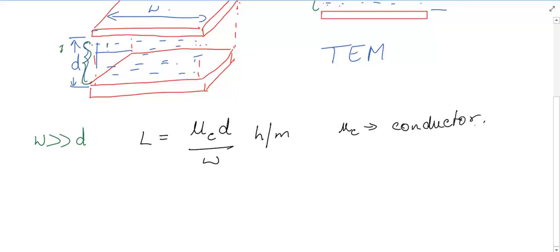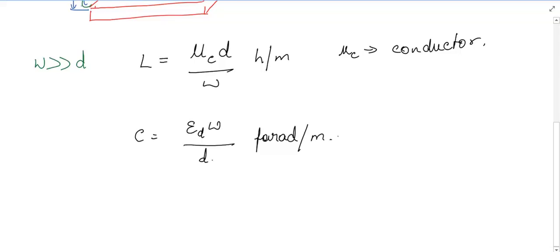Permeability of the conductor. Now, what is the expression for capacitance? Capacitance is given by epsilon A by D, right? So we can write it as epsilon D W divided by D. It's farad per meter.